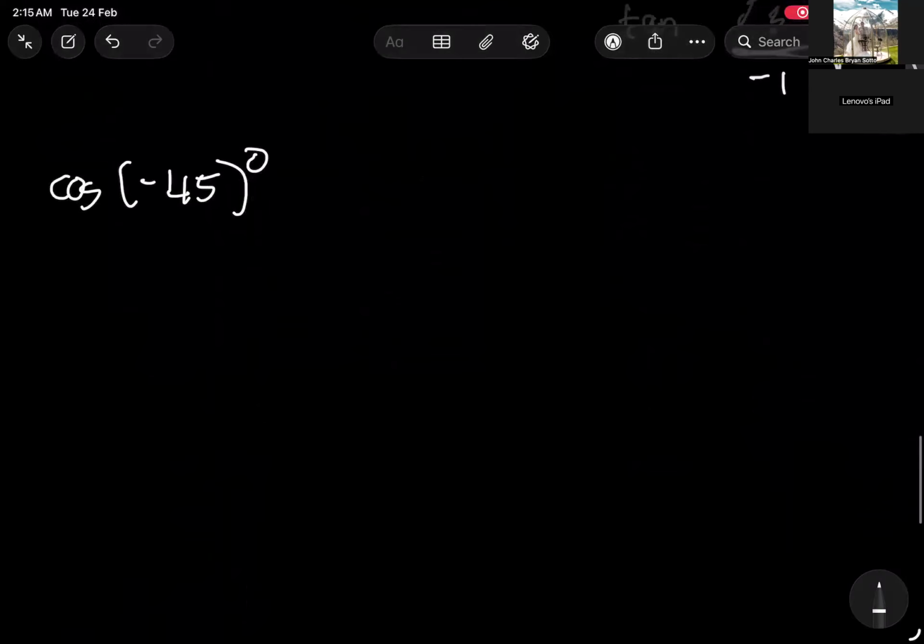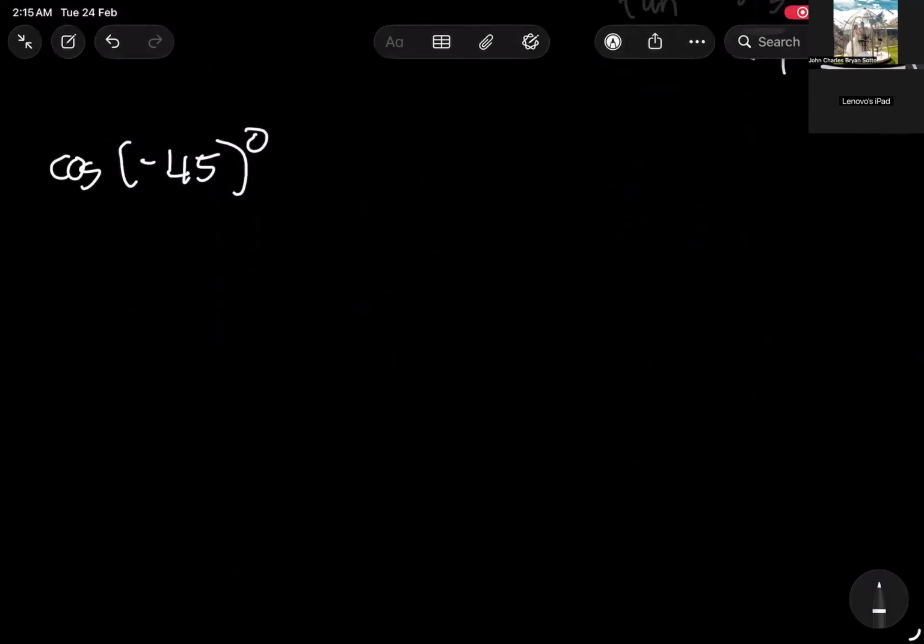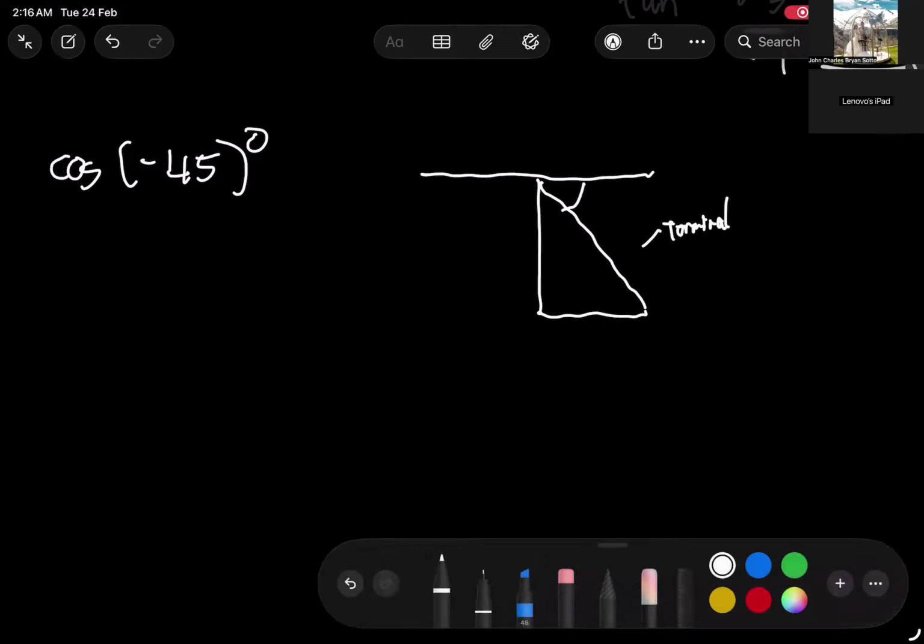How about this one? Let's do cosine 45. How will we do cosine 45? Negative 45, sorry. Since this is negative 45, I'll be drawing here the negative Cartesian plane. From here, probably until here. So, 45 degree yan, kalahati. Now 45 degree, then this is the terminal side. Oh, sorry. Baliktad pala. Mali.